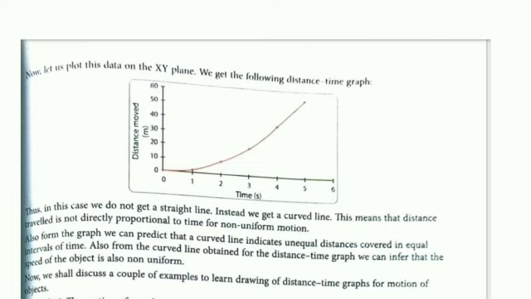Also from the graph we can predict that the curved line indicates unequal distance covered in equal interval of time. Also from the curved line obtained for the distance time graph we can infer that the speed of the object is also non-uniform. We shall discuss a couple of examples to learn drawing a distance time graph for motion of an object. All three types we learned. Now we can understand it by making some distance time graphs.